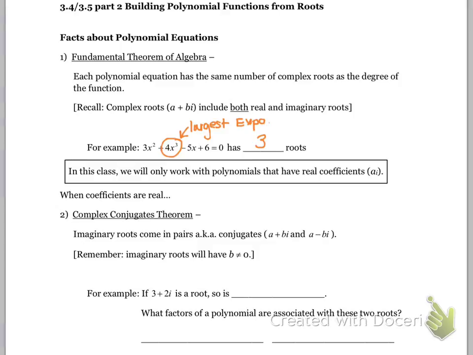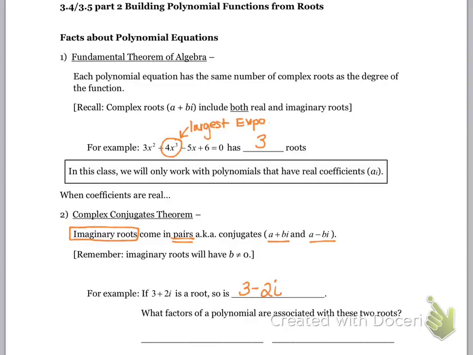Okay, and number 2, the complex conjugate theorem states that imaginary roots come in pairs, which means conjugates. So we have a plus bi and we have a minus bi. For example, if 3 plus 2i is a root, so is 3 minus 2i, because they come in pairs. So what factors of polynomials are associated with these two roots?